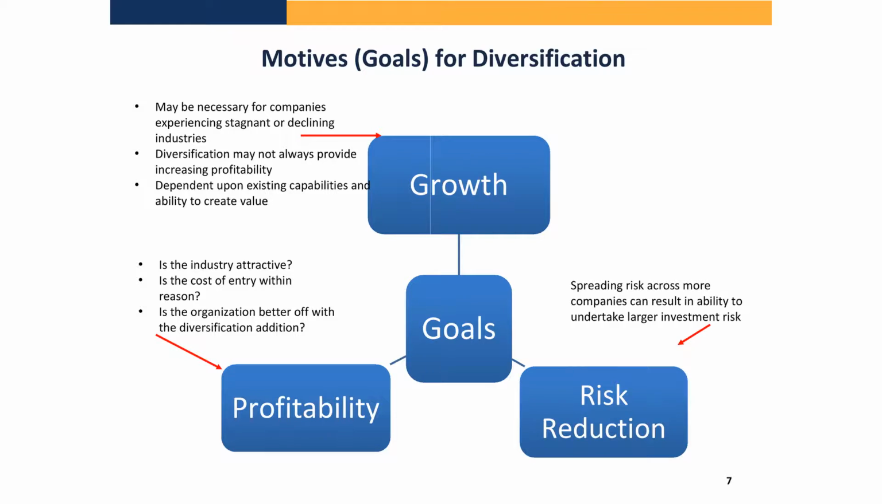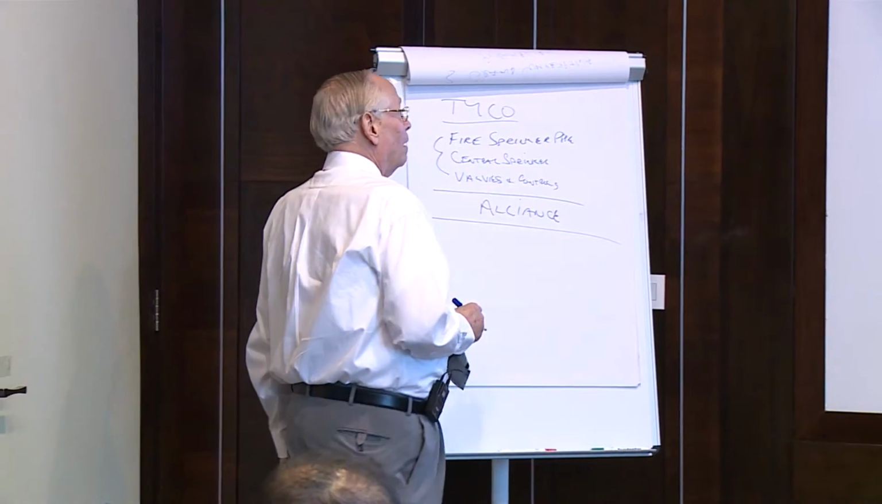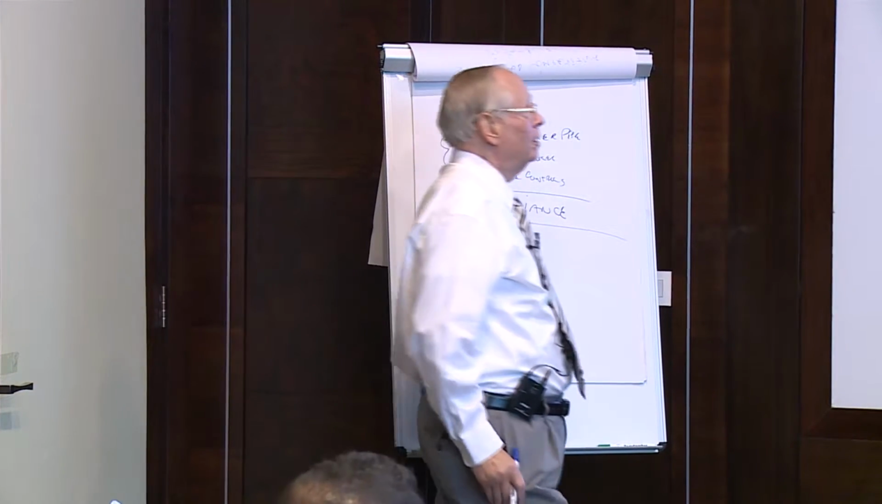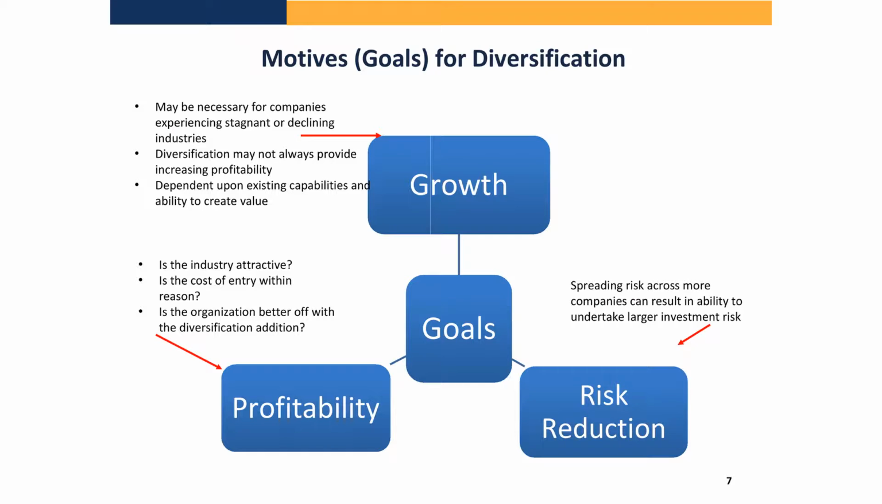So motives or goals for diversification. Why does a company diversify? Obviously growth. It may be necessary for companies experiencing stagnant or declining industries, so diversification may not always provide increasing profitability, but it is dependent upon existing capabilities and the ability to create value. Risk reduction, you spread the risk across more companies, which can result in the ability to undertake a larger investment risk.